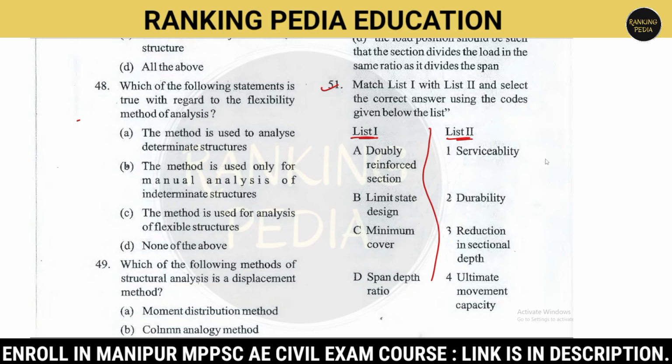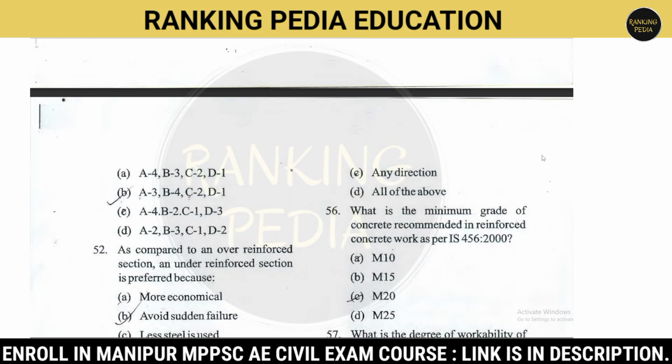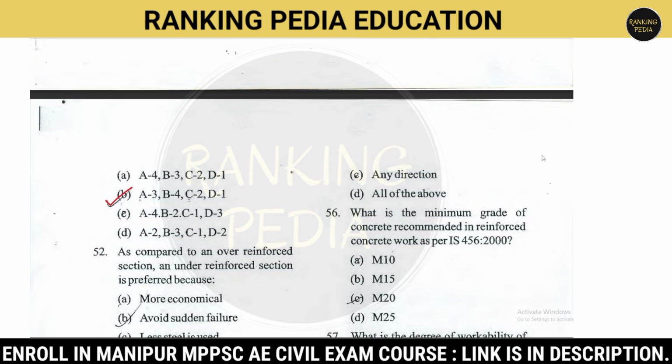capacity. So coming to list 1 A, that is your doubly reinforced section. This is connected to reduction in sectional depth. Which option is that? That is your third one. A is connected to third one. Why is it connected? A doubly reinforced section is used when the depth of the beam is restricted due to architectural or headroom requirement. So a doubly reinforced section is connected to third, that is reduction in sectional depth. Now we will check the options. A is connected to 3, so option number B is the only one that can be correct.